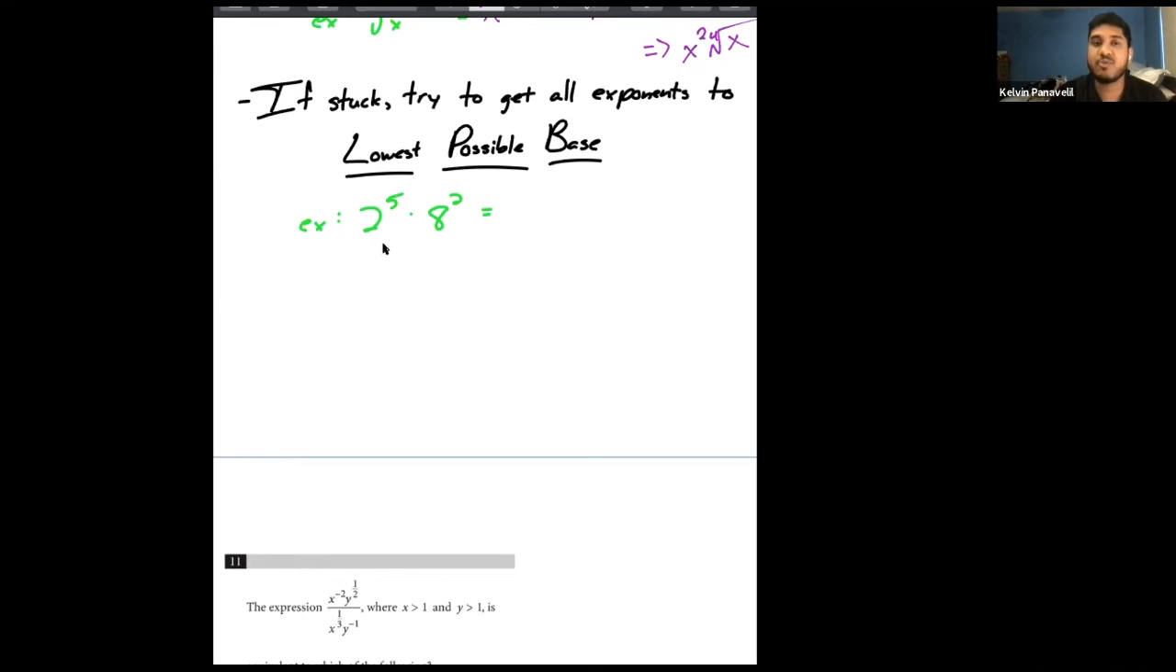So 8 can be rewritten as 2 to the third, but still being raised to the second power. We just rewrote the number 8. That'd be 2 to the fifth times 2 to the third, squared. Well, when you have a power to a power, we multiply. So that'd be 2 to the fifth times 2 to the sixth. And now that we have the same base, when we multiply, we add. So that'd be 2 to the 11th.